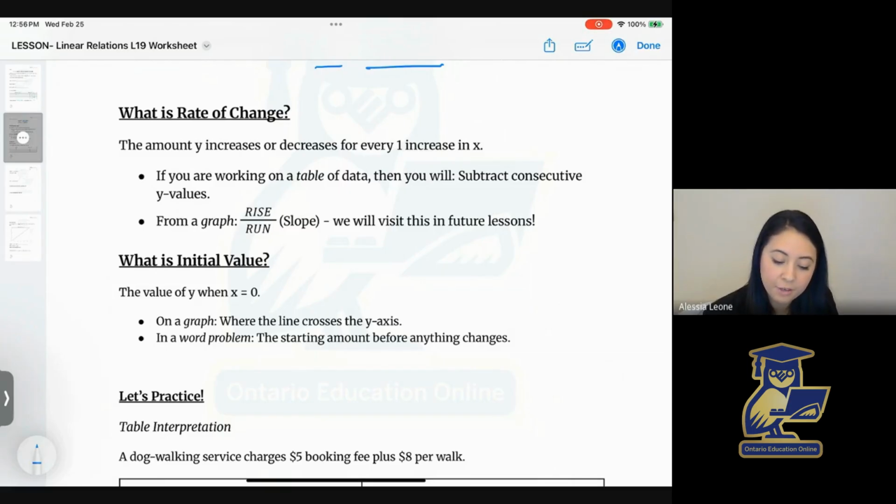For initial value, it is the value of y when x is 0. On a graph, you're going to look, where does the line cross on the y-axis? Where is that intersection point? And in a word problem, you're going to see, where is the starting amount before anything changes?